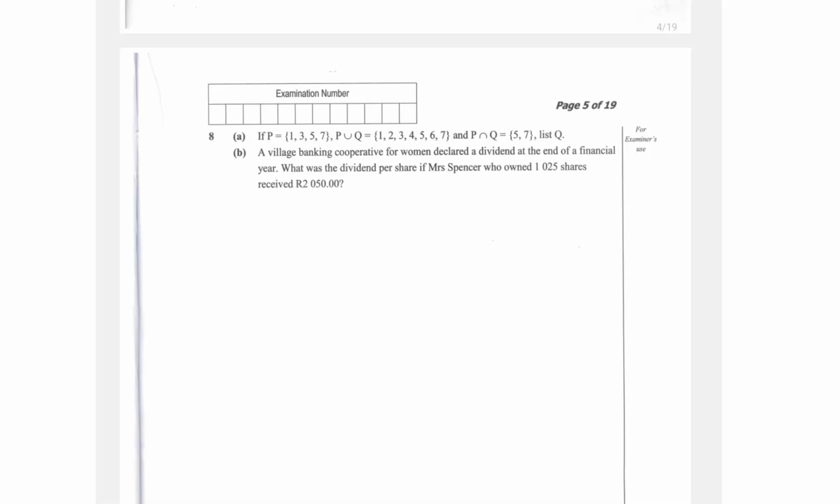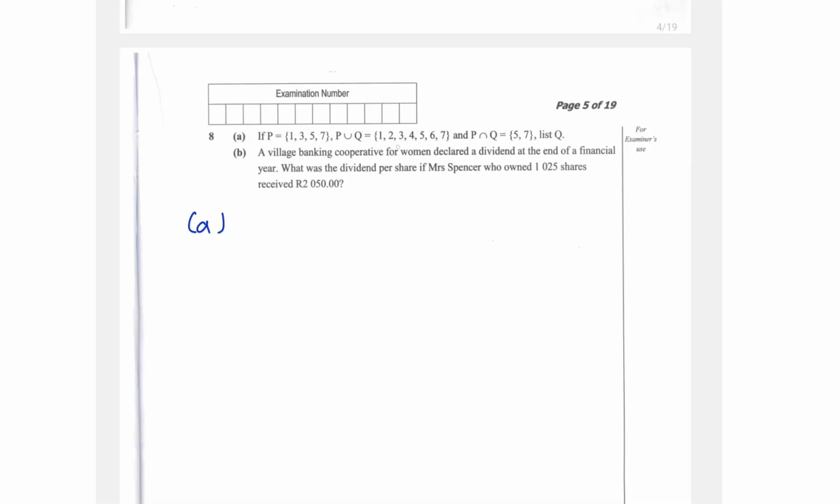Question 8 has two parts. Part A: if P equals {1, 2, 3, 7}, and P union Q equals {1, 2, 3, 4, 5, 6, 7}, and P intersection Q equals {5, 7}, list Q. They want us to list the elements which are in the set Q. So this is the first part, A.